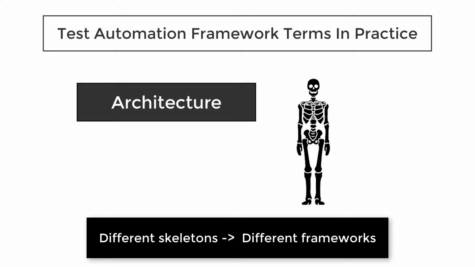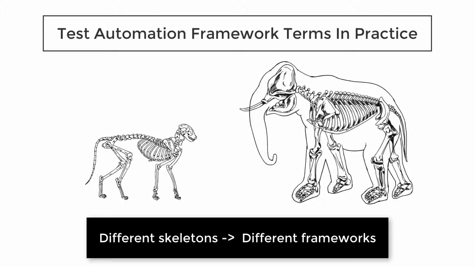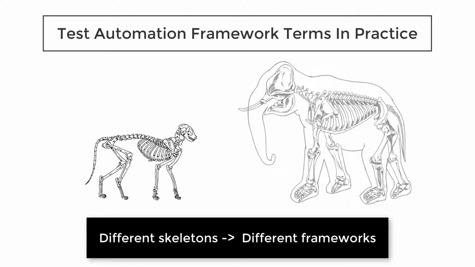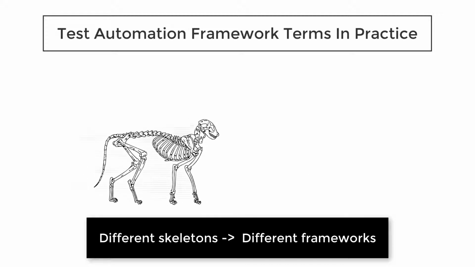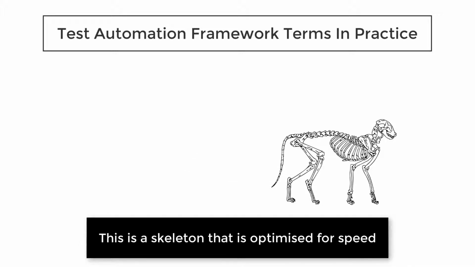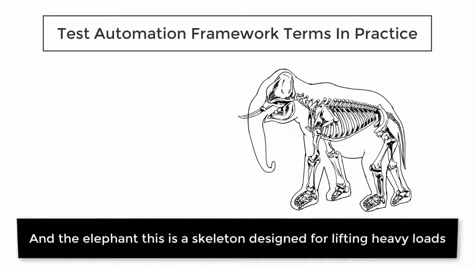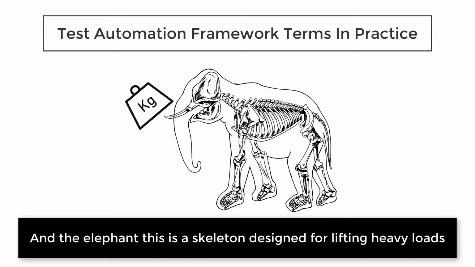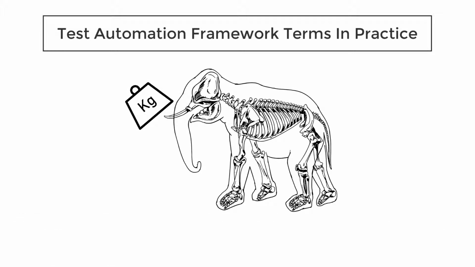Taking our human skeleton analogy even further, we'll extend the skeleton concept to animals. Let's take a cheetah and an elephant as an example. The cheetah is an animal that can reach speeds of 40 miles an hour. You could say this is a skeleton that's optimized for speed. And the elephant? This is a skeleton designed for lifting heavy loads. In the test automation world, we have many different types of framework, all optimized for different aspects of testing, all with their own pros and cons.